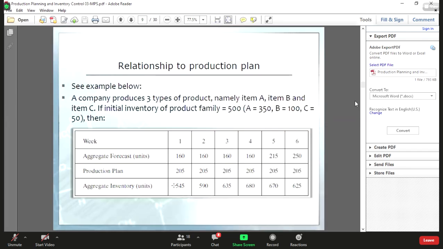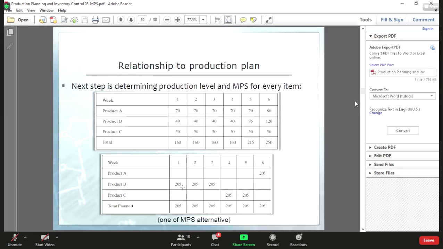We already decided based on the production plan in the previous discussion. Let's say this is the result: we produce 205 for the family. So we need to allocate this 205 to A, B, and C. Let's say we decide that for the first period, we allocate all 205 for B, not for A and for C.